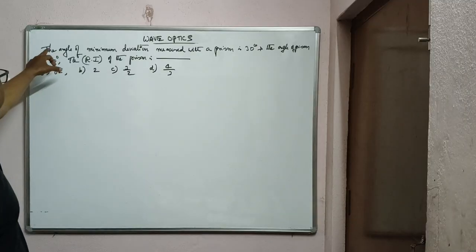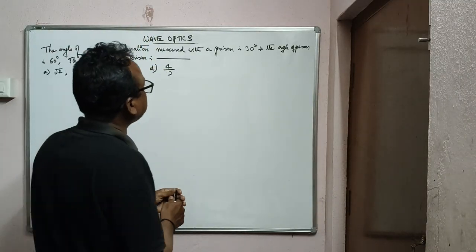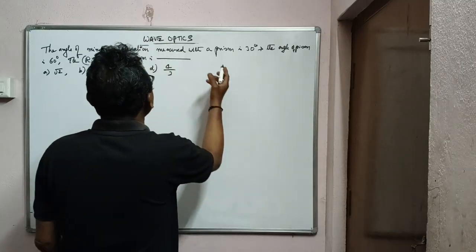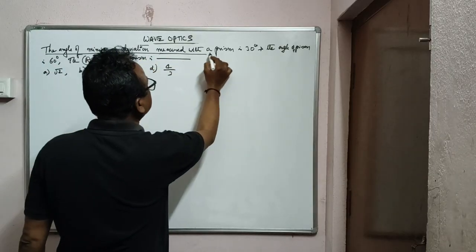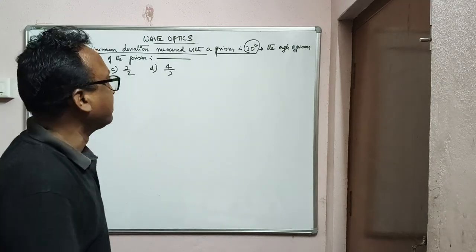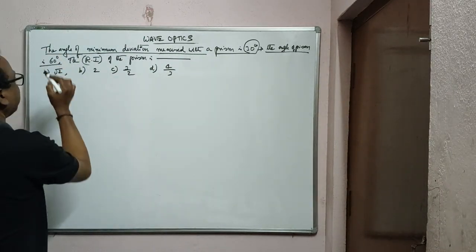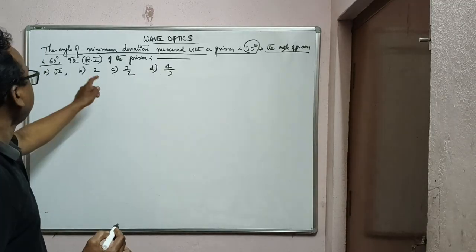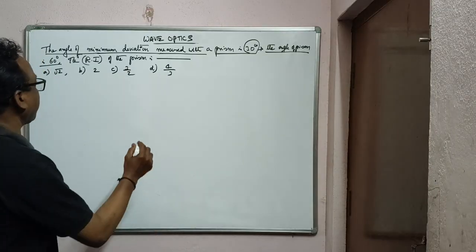Now let us look at the board. The angle of minimum deviation measured with a prism is 30 degrees. That is the deviation angle given, minimum deviation 30. The angle of the prism is given as 60 degrees. Now the question is, what is the refractive index of the prism?